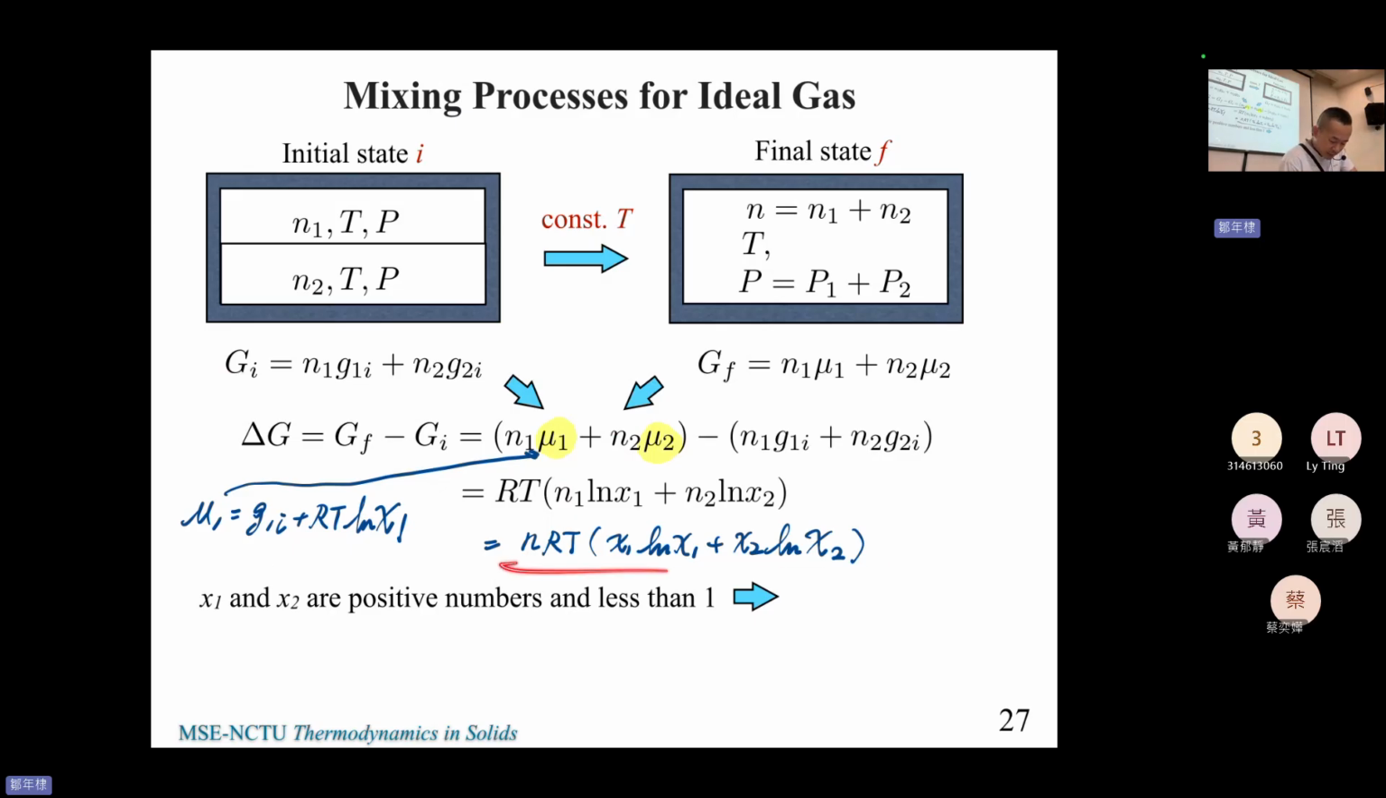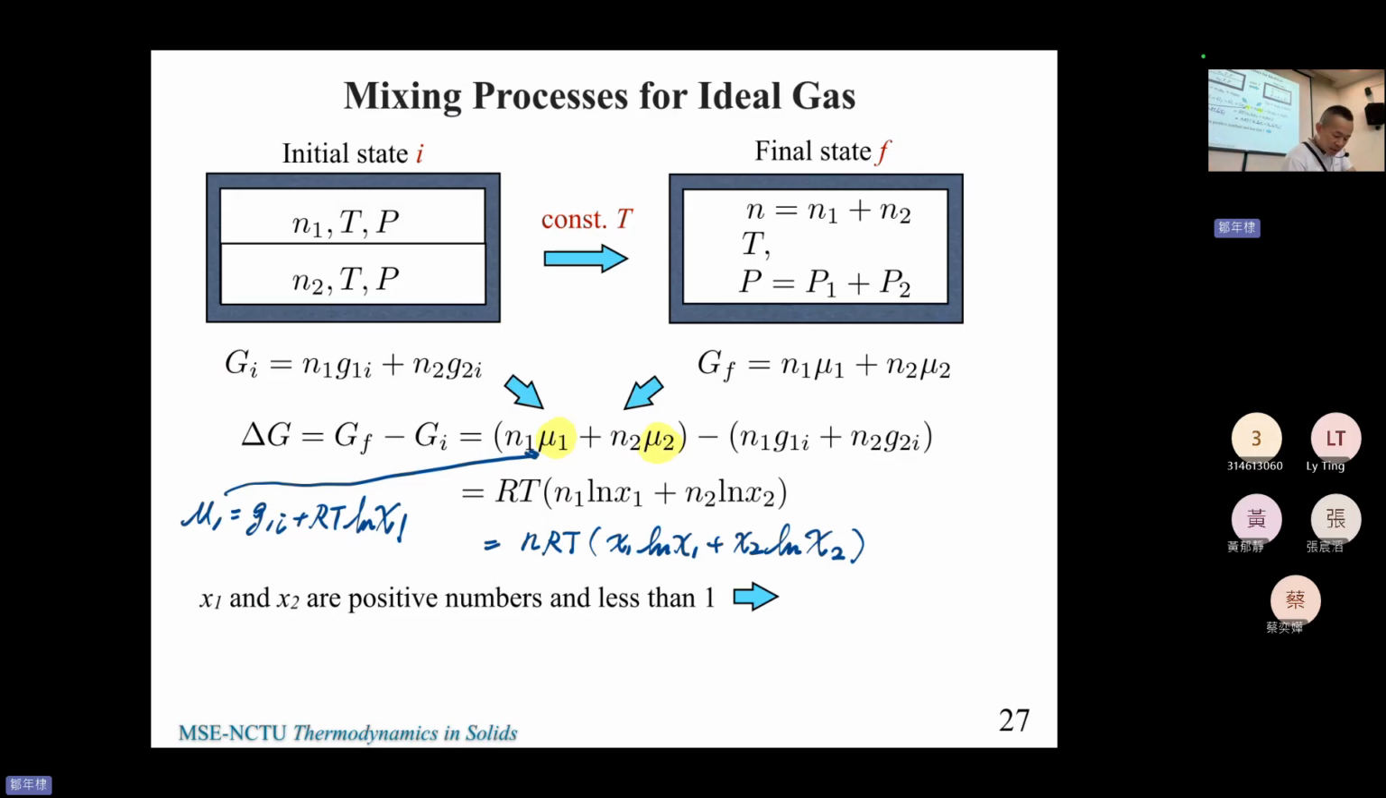You see that X1 and X2 are both positive because they are fractions. A fraction can be 50% or 90%, but never a negative percent. So X1 and X2 are positive numbers, less than 1, between 0 and 1.